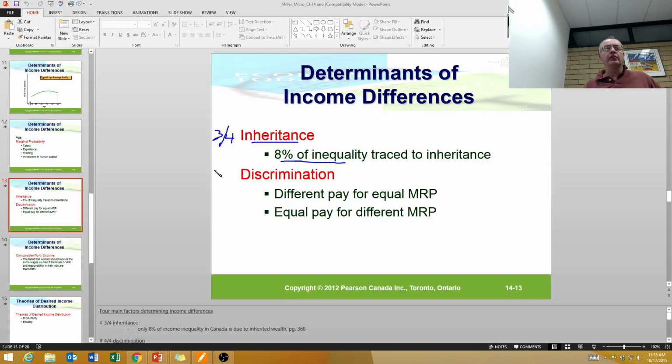And then the fourth factor is the presence of discrimination in the workforce. Economic discrimination is when we have two workers having the same marginal revenue product but receiving different rates of pay due to some non-economic factor such as their race, gender, or age.